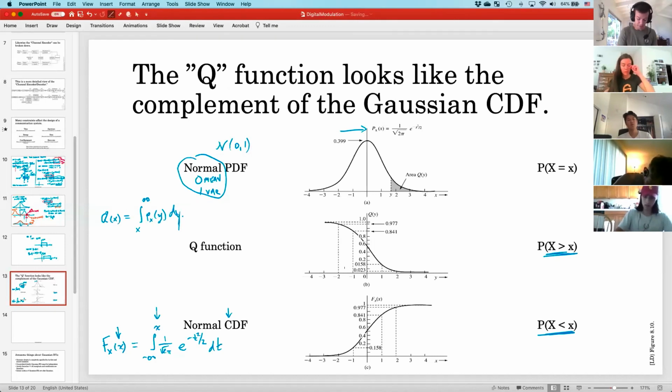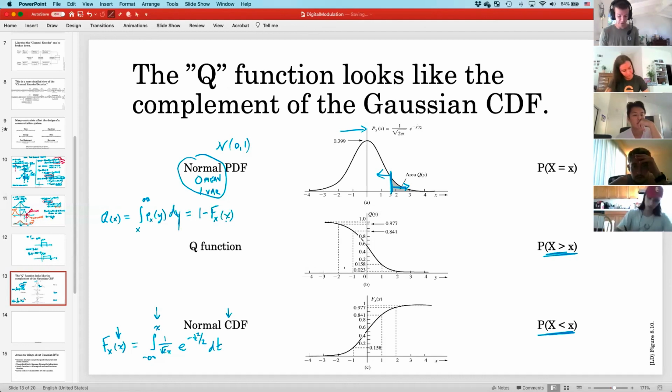Now, many of you will see that if I am looking at this area, I know that the total area is 1, and so if I take 1 and I subtract this area, I can get the area in the upper tail. So don't forget that there's a quick mapping between these two. The Q function is simply the complement of the CDF.